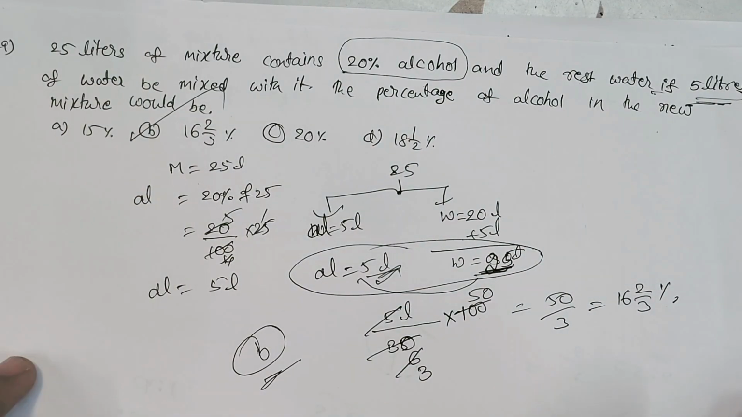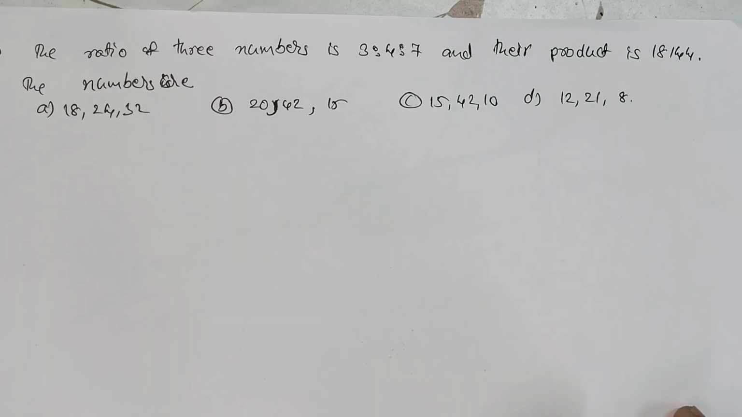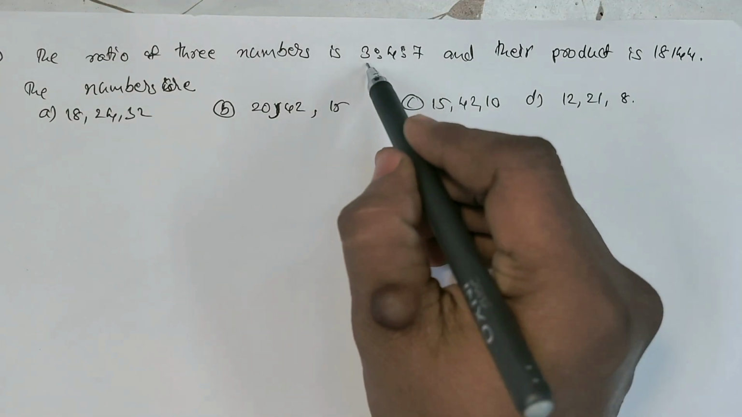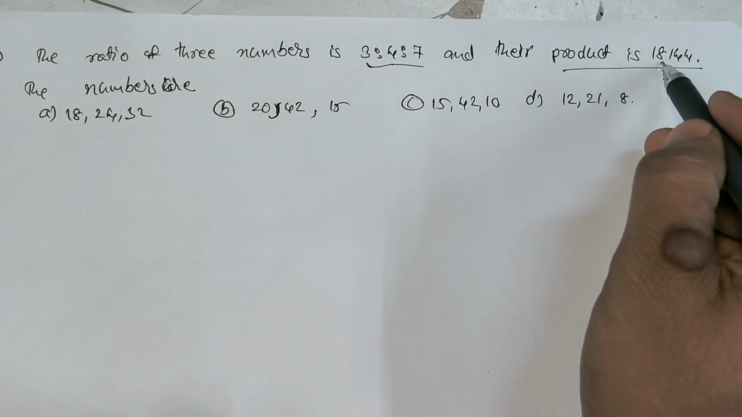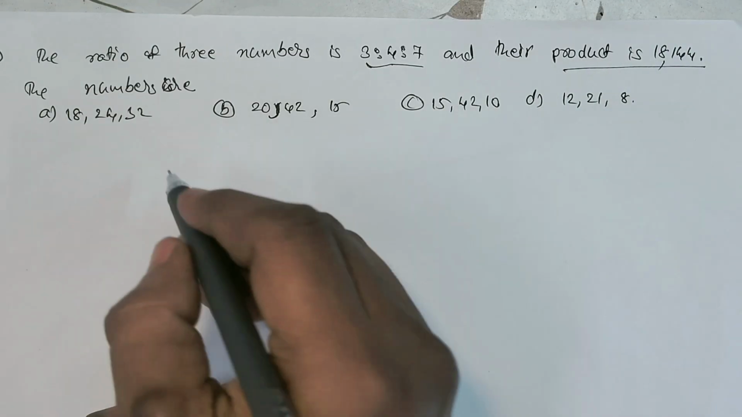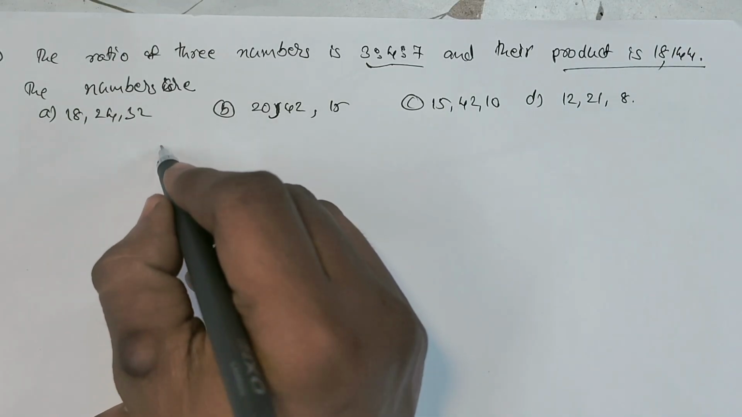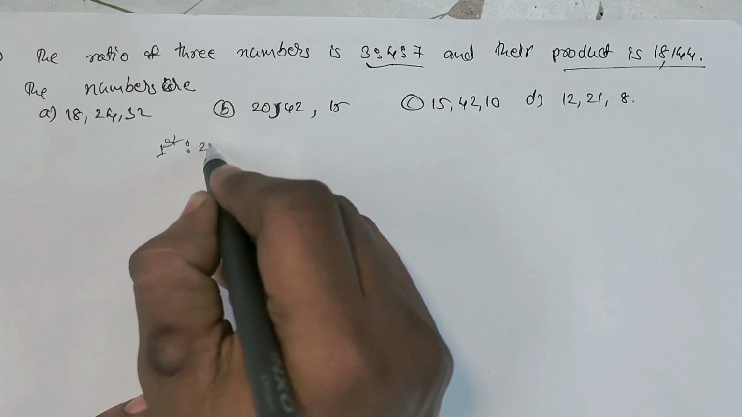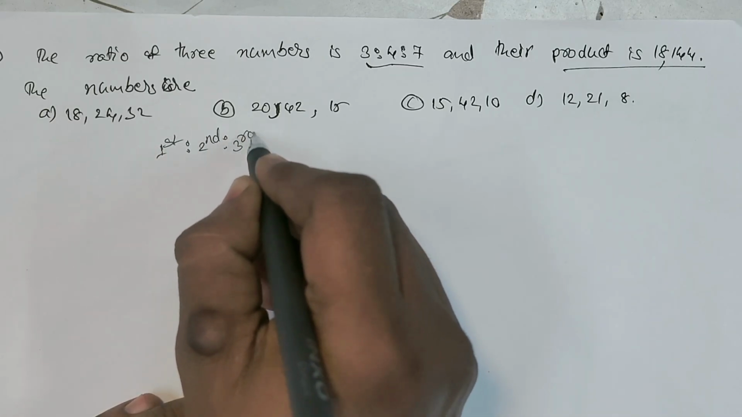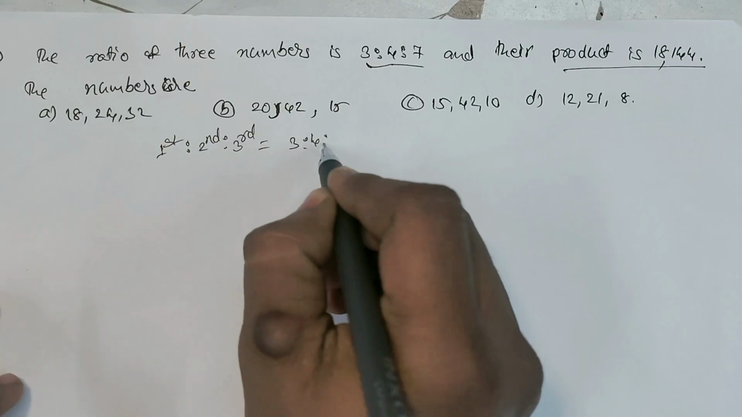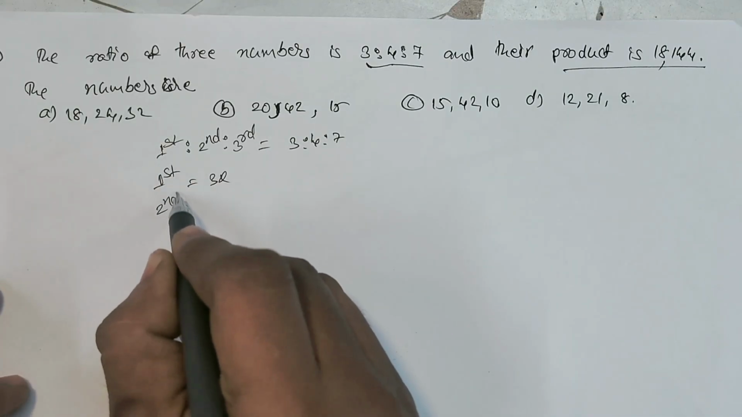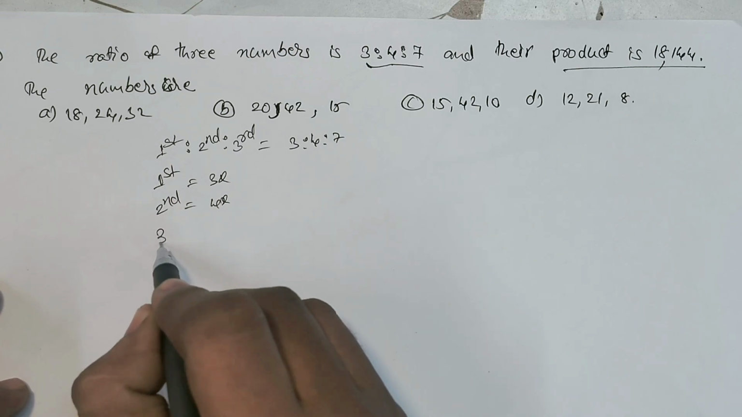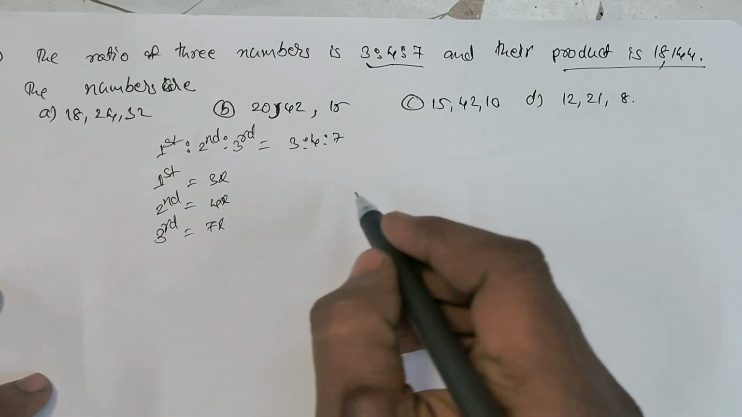Okay, now let us see the next question. The ratio of 3 numbers is given as 3:4:7, and their product is given as 18,144. Then the numbers are, okay, we have been given the ratio between the 3 numbers. So first number to second number to third number is 3:4:7. So suppose the first number is 3x, the second number is 4x, and the third number we can assume as 7x. And what else have we been given?